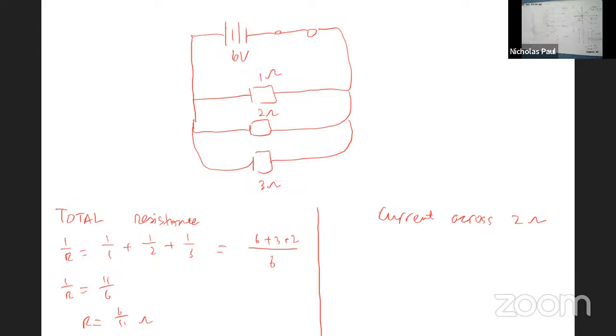Right, what's the next one? Current across the 2 ohm resistor. So I is what? I is V over R. Voltage in parallel is the same. So voltage is 6 and R here is 2. So the answer is 3 amperes. Okay with that? Yeah, good. Let's combine them into one now. Any questions online?